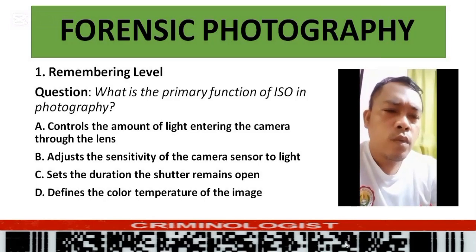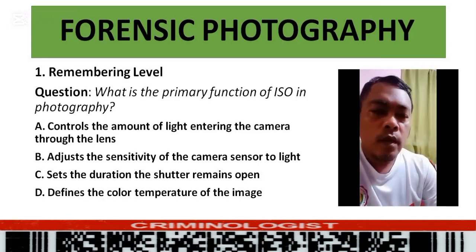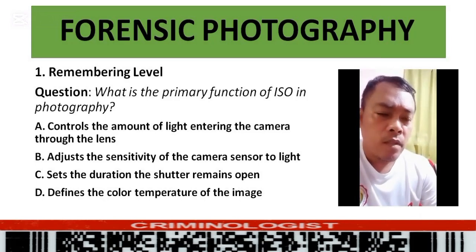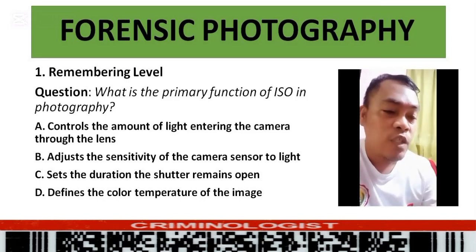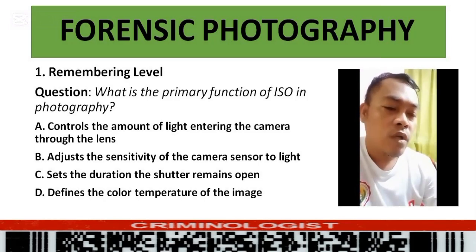Okay, so to rationalize its choices, for option letter A, that is incorrect. Why? Because it only refers to the aperture function, not the ISO. So that's why it is incorrect, since the question is focused on the primary function of the ISO, not the functions of the aperture. So that's why letter A is incorrect.